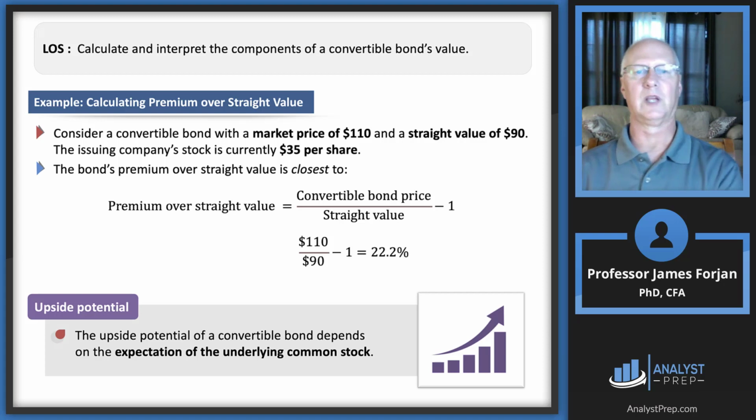So let's do just a quick example here. Market price 110, straight value of 90. So you do that F over P minus 1, you get 22.2%.